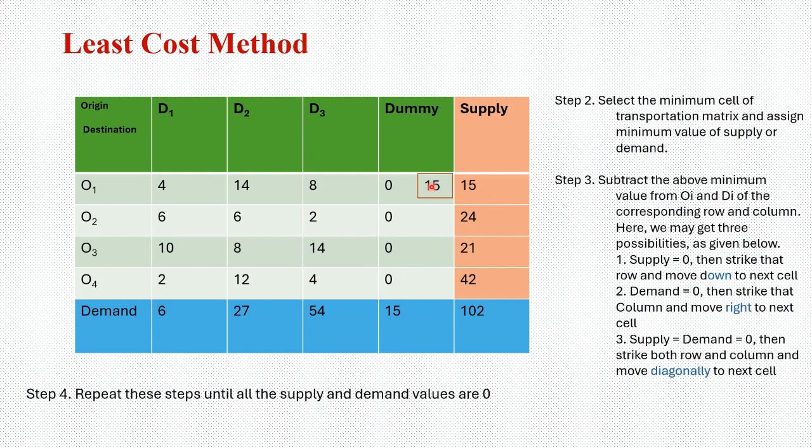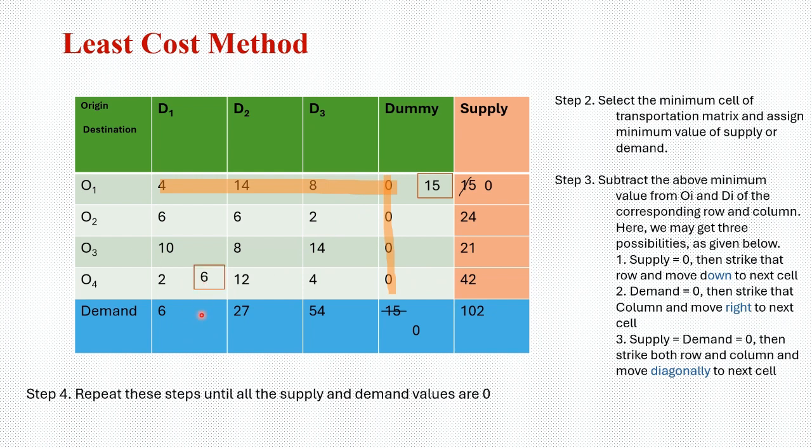Now we move to the cell with the next least value. We see two cells with the next minimum value too. We can choose any one. We are choosing this one. Between 42 and 6, 6 is less, so the minimum value is 6. 6 minus 6 is 0. 42 minus 6 is 36. Demand becomes 0, column is cancelled.